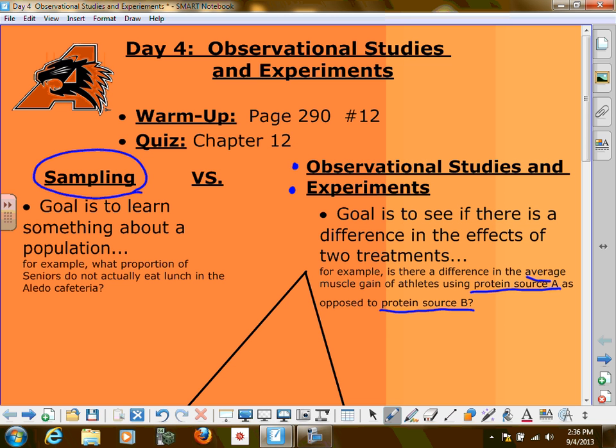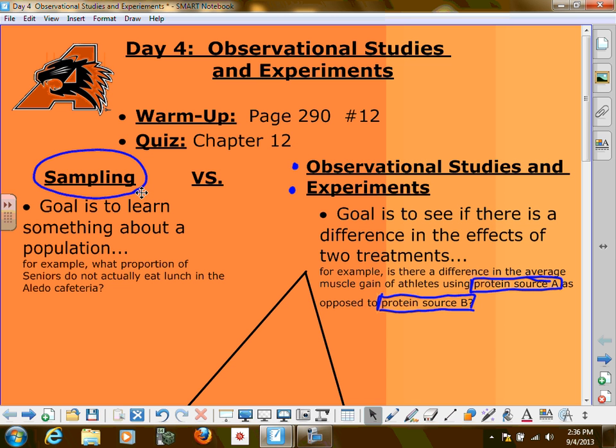Like, what could affect figuring this out other than just the protein? What else? The type of person. What else? The workout schedule, routine, whatever. Okay, lots of good things are happening here. So we're going to talk about some different things related to that.